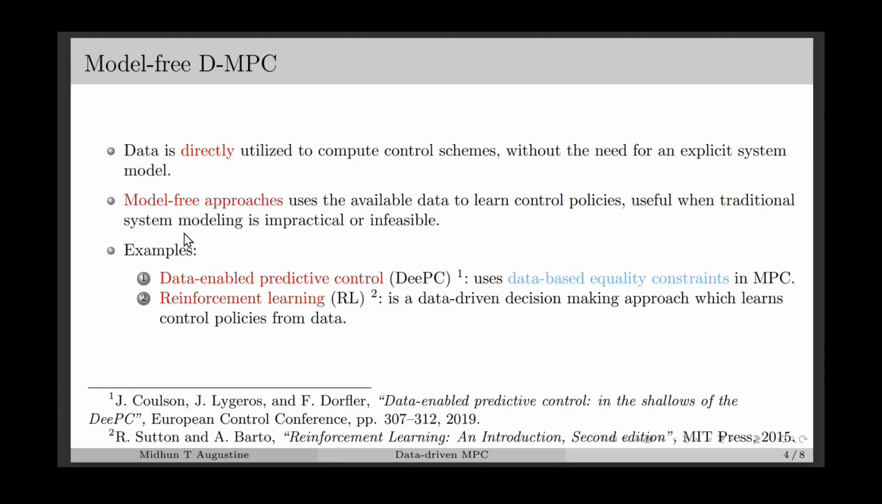And these model-free approaches are useful when the traditional system modeling is impractical or infeasible, or in other cases where the model is not accurately representing the system, or the model changes over time, etc. Here we listed two examples for model-free control approaches. First one is called data-enabled predictive control, or DeePC, which is a recently introduced approach, and it uses database equality constraints in MPC.